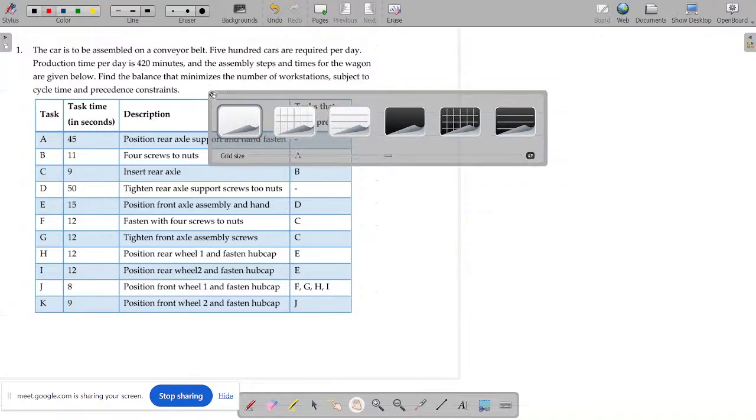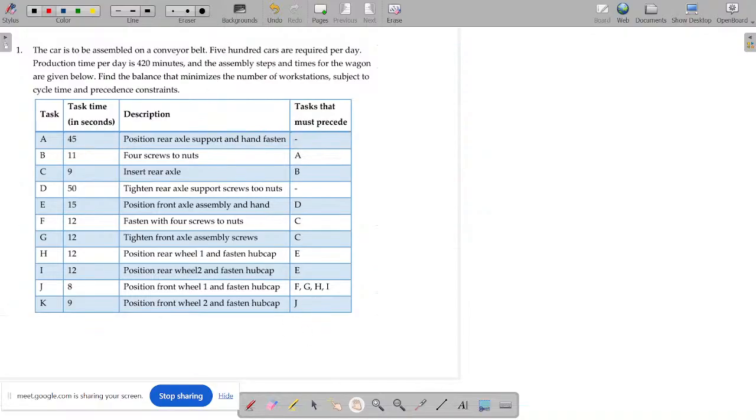This is the question given. Here the car has to be assembled on a conveyor belt. See the belt which is moving automatically. It's designed in such a way that it moves automatically, which is what we call a conveyor belt.